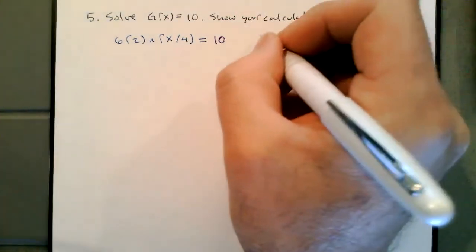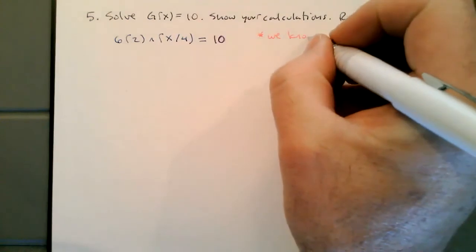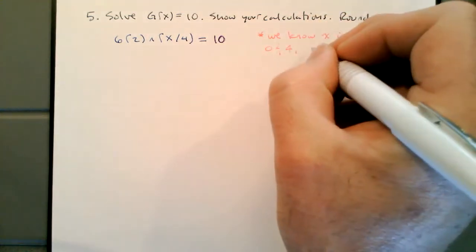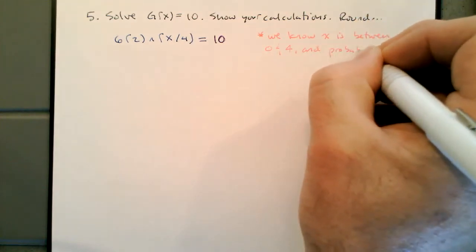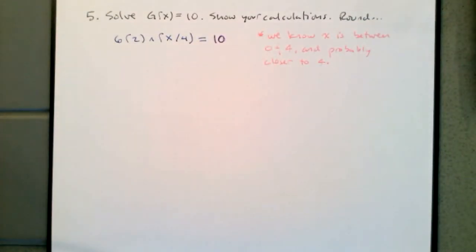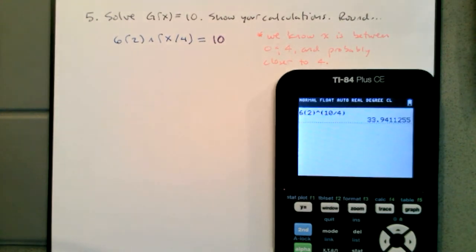So let's come at this a different way. We know x is between 0 and 4, and probably closer to 4. We could do inverse operations in reverse order involving logarithms, but let's suppose that we don't need exact answers because I just said round your answer. We know that the number is something between 0 and 4. So let's try some things. I'm going to make a table of values and just keep going until I get closest to 10.